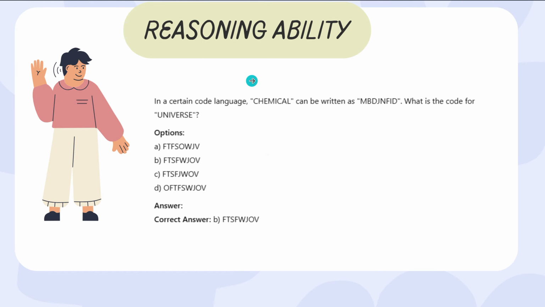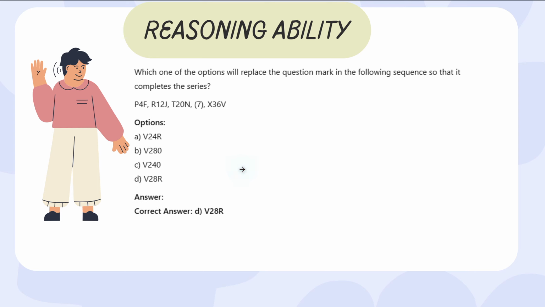This is from reasoning ability. In a certain code language, chemical can be written as MBDJNFID. What is the code for universe? Okay, now you have to do certain operations so that you can get the answer as FTSFWJOV. For this you have to tell me in the comment section whether it is right or wrong. Okay, now let us go into the other question.